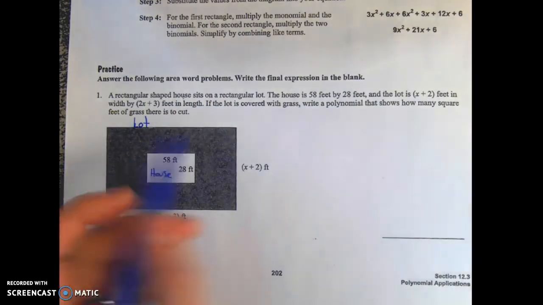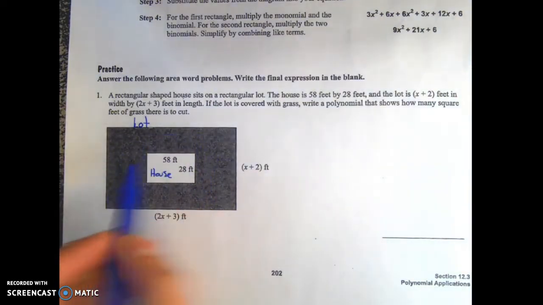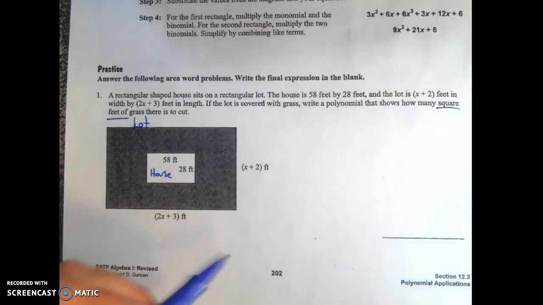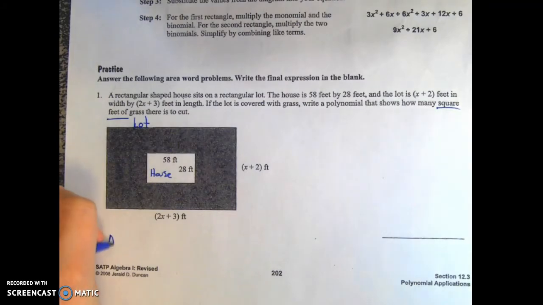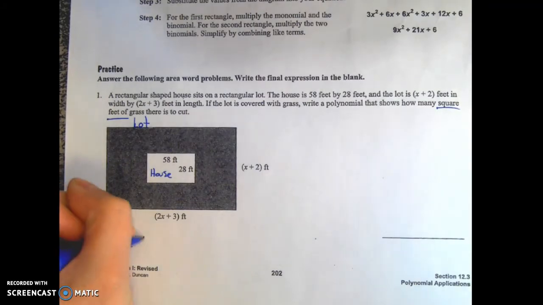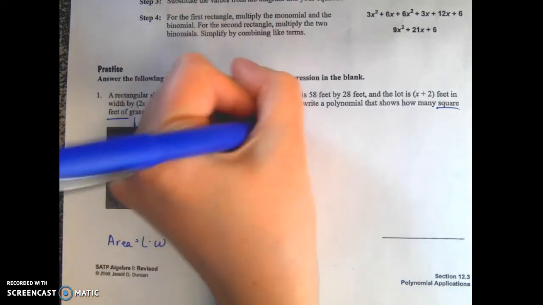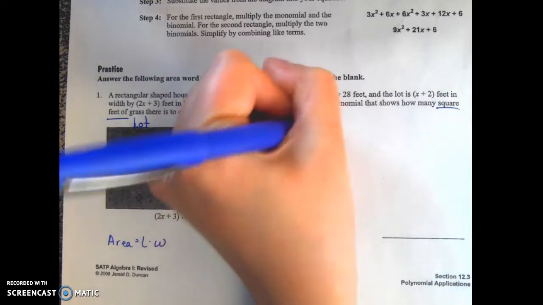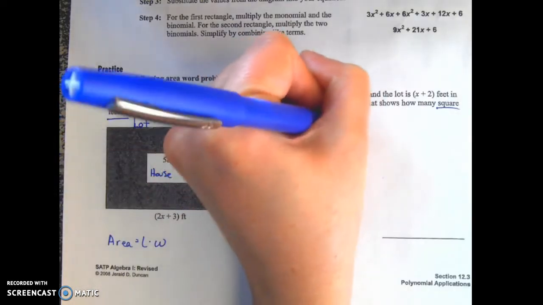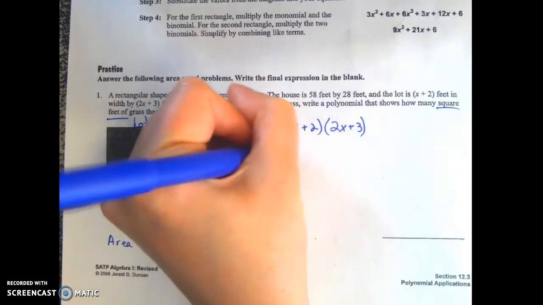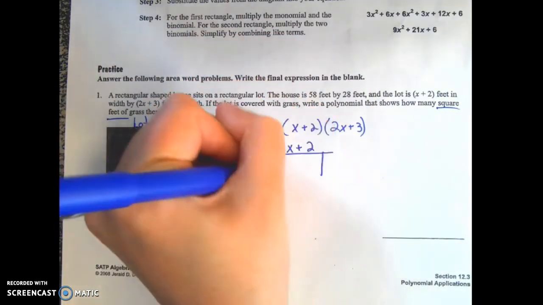So let's see if we can figure out the area, right, because it's talking about square feet of this grass. So first of all, we're dealing with rectangles. So area of rectangles is length times width. So let's go ahead and find the area of the lot. That might give us a good idea of how much grass we have. So the lot is x plus 2 wide and 2x plus 3 long. Okay. So I'm going to go ahead and use the box method to multiply these two.